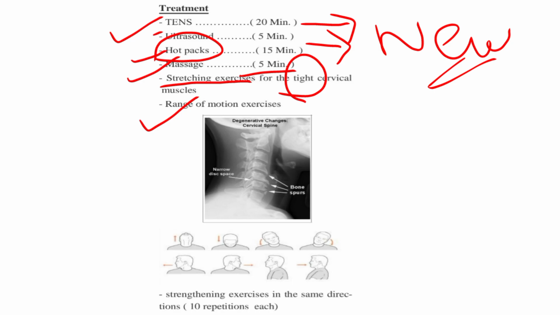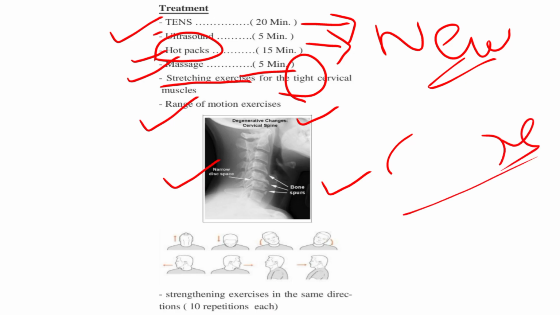In this x-ray, you can see degenerative changes in the cervical spine. These are the bony spurs that are most common in cervical spondylosis and which cause narrowing of the disc space. When the disc space is narrow, the nerve that comes out of that vertebral level can be compressed, and all the nerve symptoms you can see in the patient's complaints. These are the range of motion exercises, and strengthening exercises we do for the weak muscles. Strengthening exercises in the same direction, 10 repetitions each.